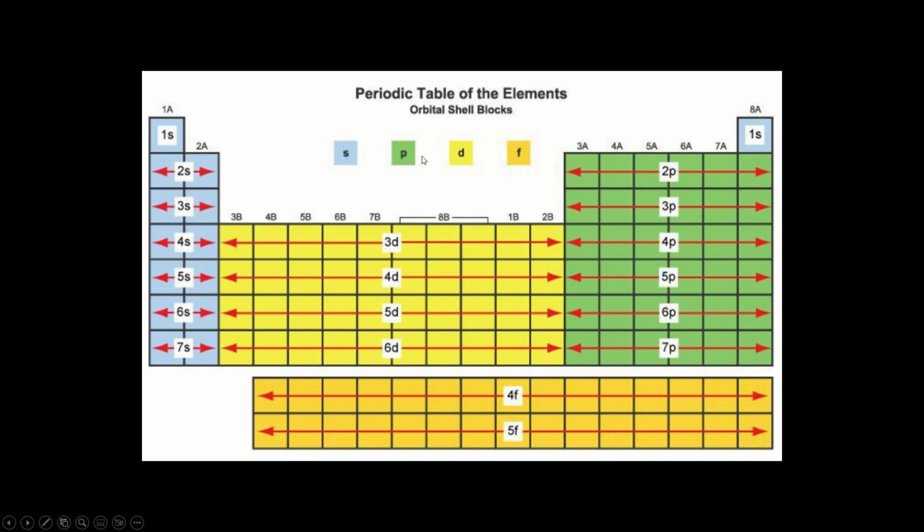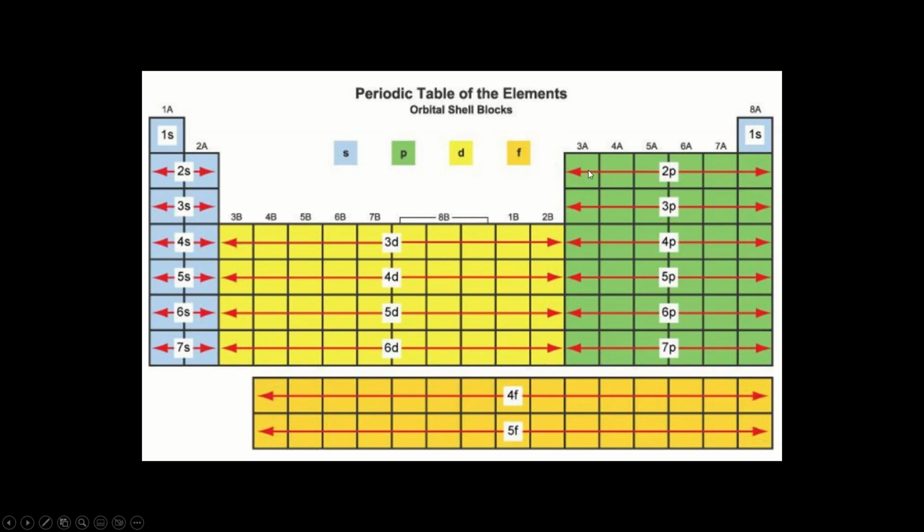So here's the periodic table, but with the orbital shell blocks. If you're in my class, you should get a copy of this that you're welcome to have out during your tests. We have hydrogen here. That's part of the 1s block. It's the first element in that block. Helium is the second element in that block. So an electron from hydrogen, an electron from helium. Lithium and beryllium are part of the 2s block.